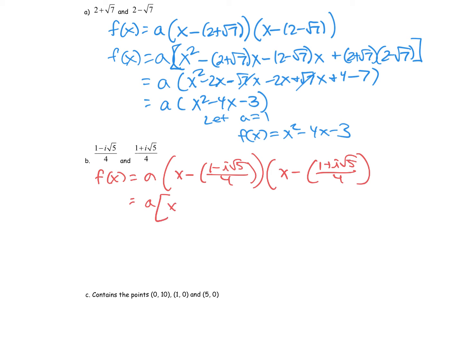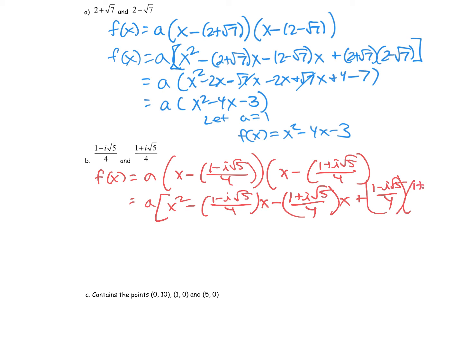I've got a x squared. I like to do this extra step of splitting up, of not doing too much at once, just so I don't make a careless error. And then minus 1 plus i root 5 over 4 x. And then the constant term is going to be plus 1 minus i root 5 over 4 times 1 plus i root 5 over 4. So just a lot of details to keep track of here.